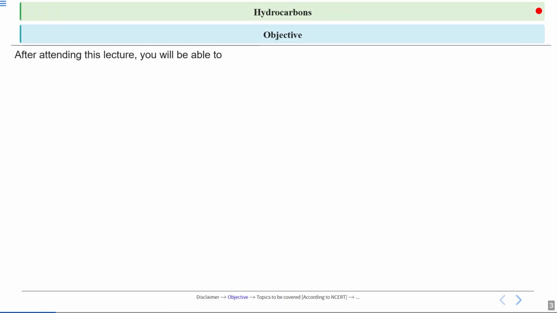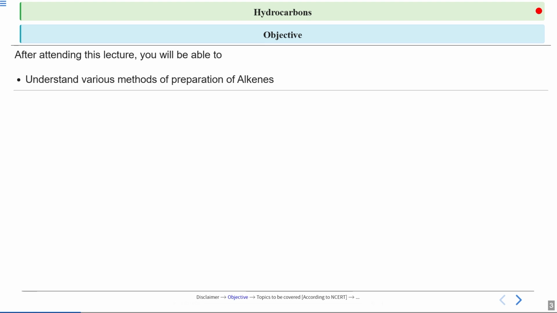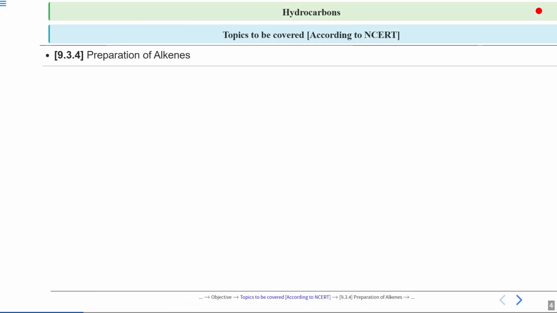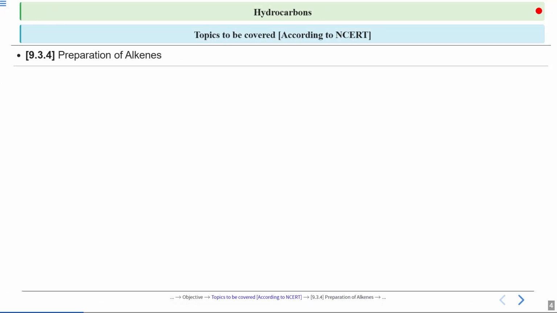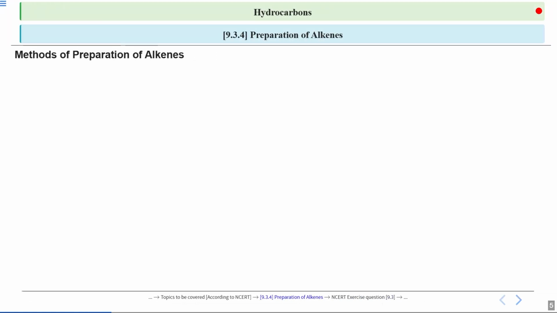The learning objective of today's class would be to understand various preparatory methods used for the preparation of alkenes. Now if I talk about the specific name of the NCERT section, then we will be covering NCERT section 9.3.4, which is preparation of alkenes. So we are going to explore the methods of preparation of alkenes.